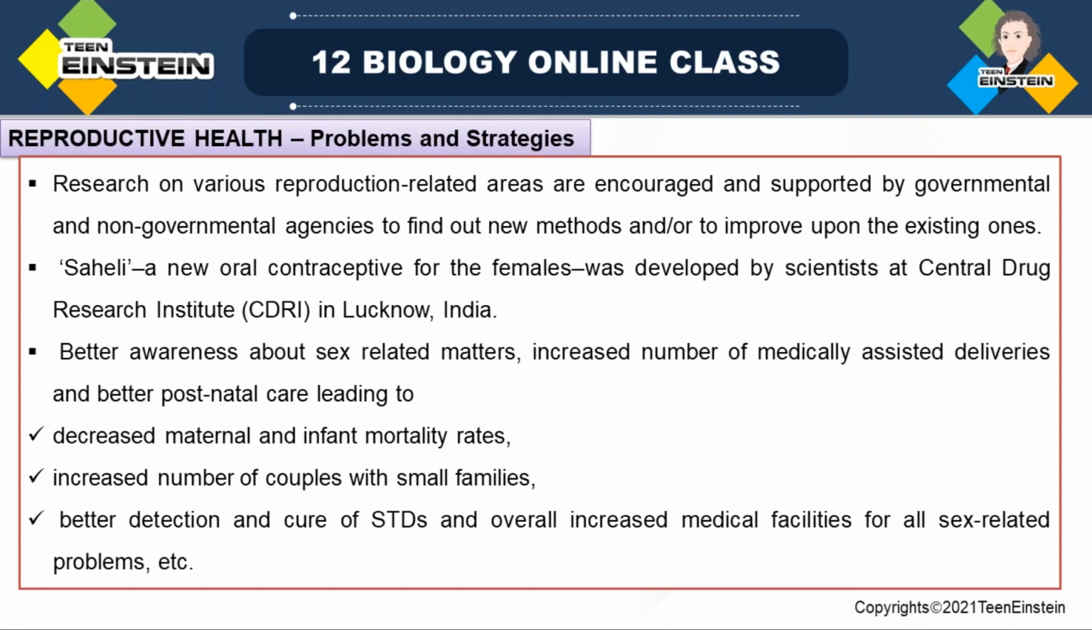Decreased death rate of mom and baby. If we give better awareness of sex-related matters, medical assistance and proper postnatal care, that will lead to an increased number of couples with small families, and that will decrease the maternal and infant mortality rates. Both mom and baby will be fine. There will be reduced death rates, right?